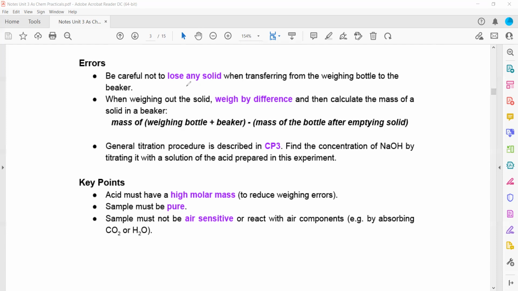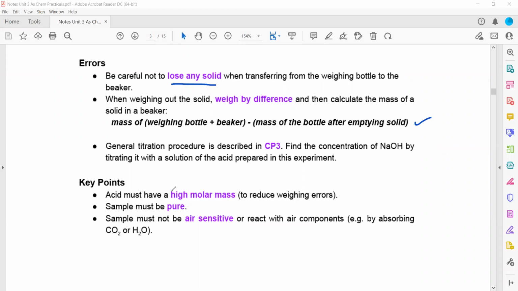What might be the errors? Be careful not to lose any solid, because if some of the solid is lost or left in the beaker, then it won't be accurate. When weighing out the solid, weigh by difference: the mass of the weighing bottle with the solid, and then the mass of the bottle after it is emptied, which will give a more accurate result. The titration procedure is described in core practical 3, where we will discuss how it is titrated.